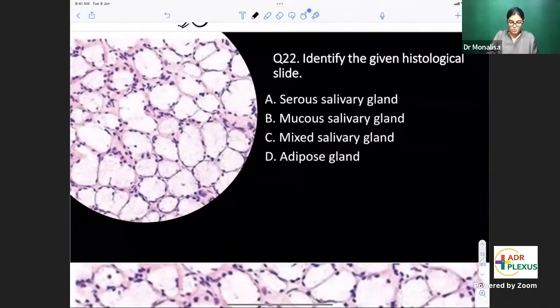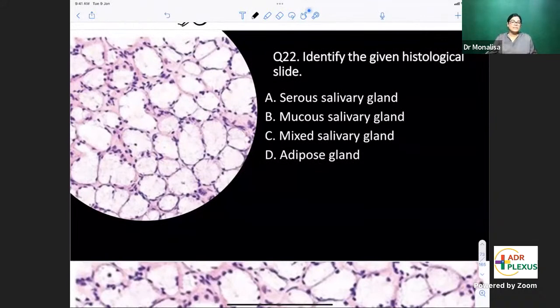That is question number 22. Identify the given histological slide. Whether it is serous salivary gland, mucous salivary gland, mixed salivary gland, or adipose gland, which is the right answer?